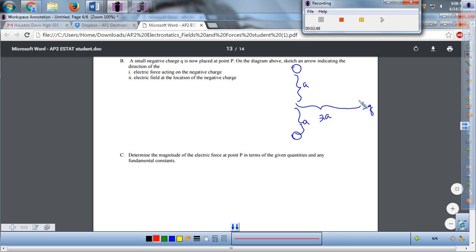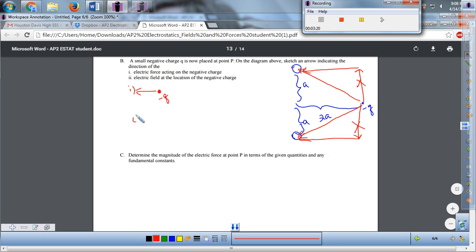Well, the negative charge is being pulled this way by that positive, and this way by that positive. So this vector force is going to be resolved into a positive y and a negative x. This vector force is going to be resolved into a negative y and a negative x. These will cancel each other out because they're identical in size. So the electric force acting on the negative charge is simply to the left.